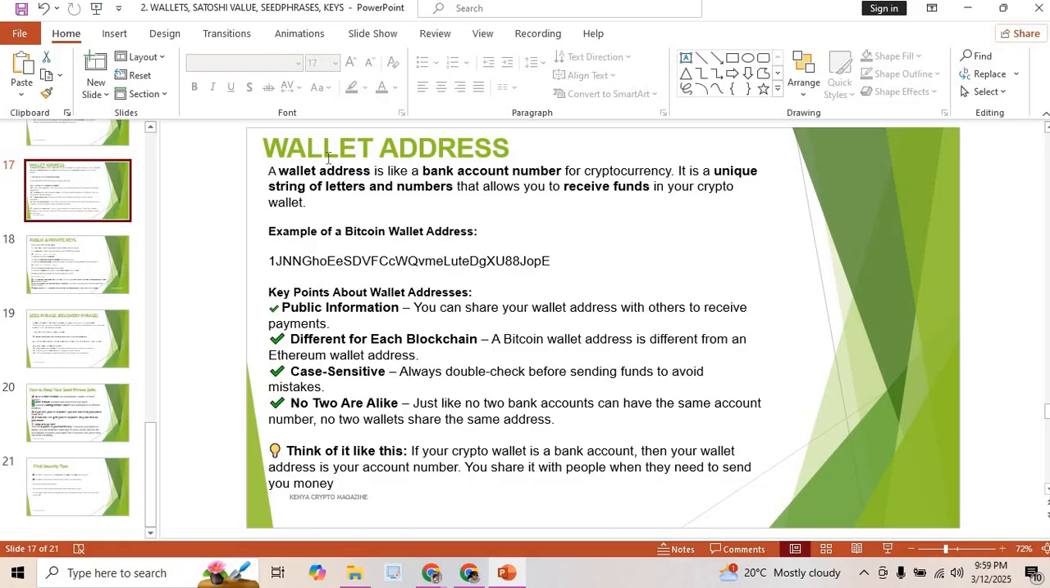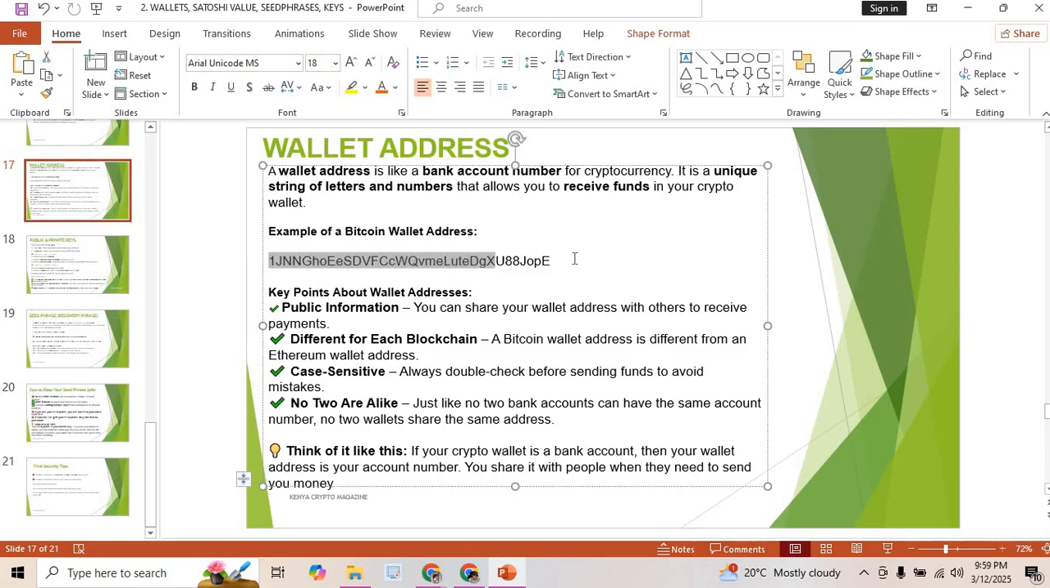Let's move to what we call wallet addresses. A wallet address is just like a bank account number for cryptocurrency. It is a unique string of letters and numbers that allows you to receive funds in your crypto wallet. So an example of a Bitcoin wallet address is something like this.